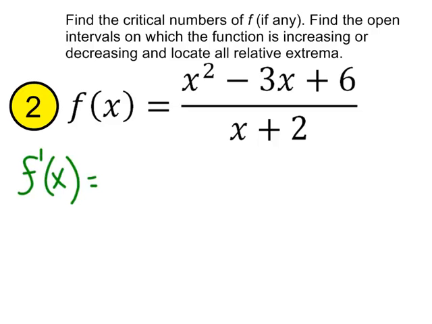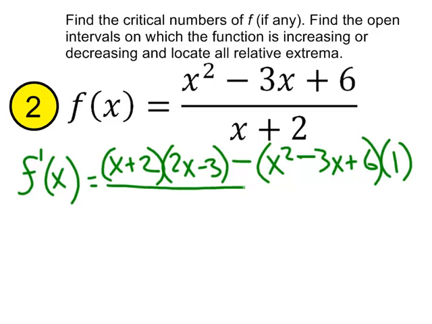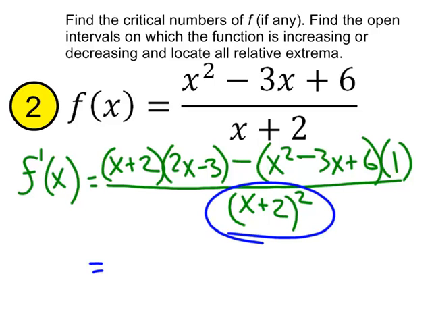F prime of x equals bottom times derivative of top minus top times derivative of bottom all over bottom squared. All right, let's distribute that out. Remember, in general, we're going to leave the bottom alone, leave it in factored form, but the top we'll distribute everything out, combine like terms, and then factor it again if possible.